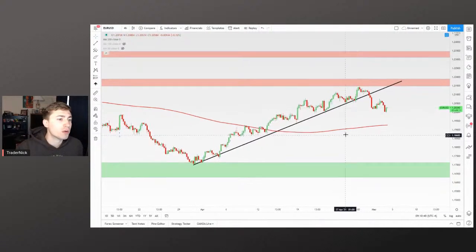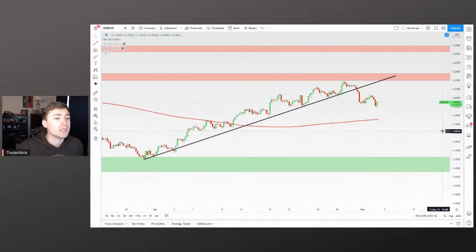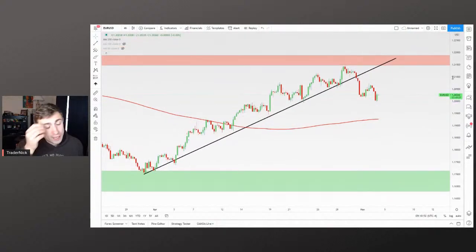So where do we go from here? Well, I think if anything, we are probably going to head lower. And there's a couple reasons for that. Number one, the US dollar seems like it's ready to rebound a little bit. It does look like it has potential to strengthen. What does that mean for the euro? Well, if you have the US dollar strengthening, that could mean bearishness for the euro.